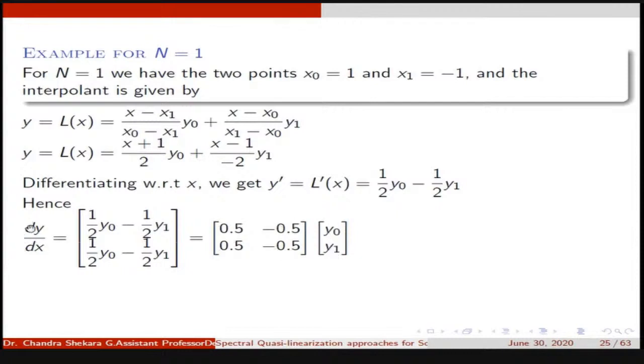Therefore, y dash is mapped to y by means of this differentiation matrix. So we can write dy by dx as just capital D into y. Here I've written D2 because it is a 2 by 2 matrix. If we take one collocation point, then we get a 2 by 2 spectral collocation matrix. It is also called a Chebyshev matrix.